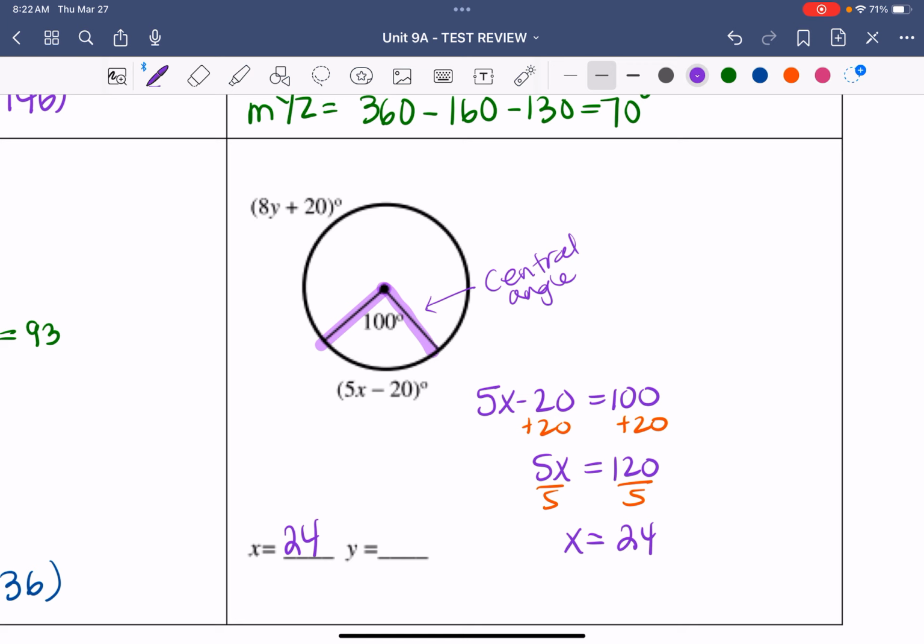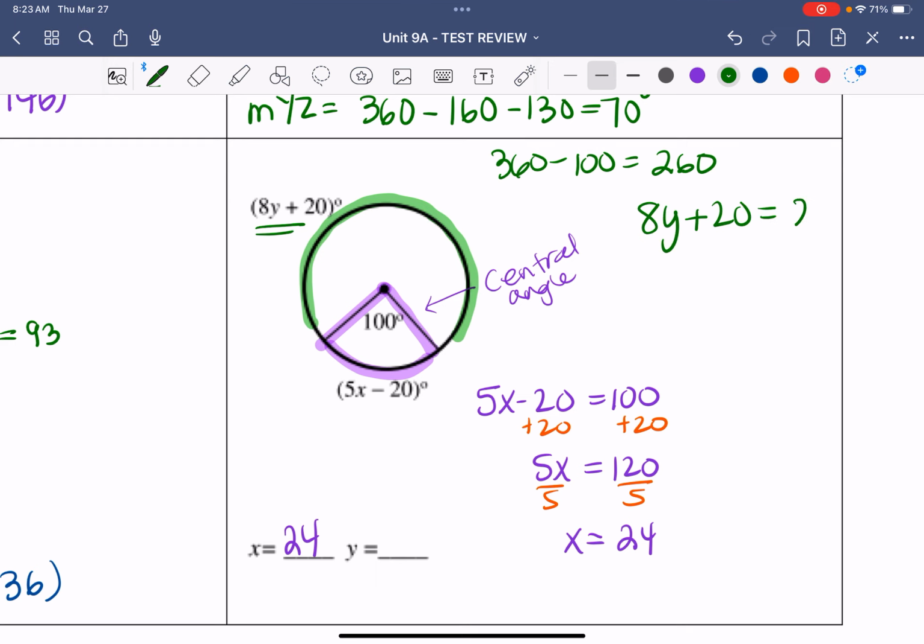Okay, now to find y. Y is here, and that's labeling the arc that's not there. So we knew that this part was 100 because it was touching. How much is the green part going to be? So first I would do 360 minus 100. That gets me 260. So this right here has to equal 260. 8y plus 20 equals 260. Let's subtract our 20. So 8y equals 240. Divide by 8. So y equals 30.